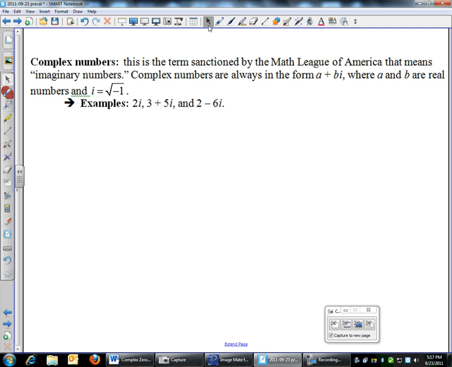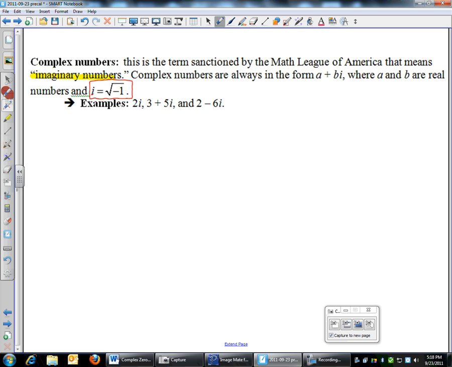Okay, complex numbers. We've been doing real zeros. Now we're going to get into complex ones, and complex is just a fancy way of saying imaginary. So complex numbers are imaginary numbers. And they're always in the form a plus bi, and a few examples are 2i, 3 plus 5i, 2 minus 6i, any number plus a number times i. And don't forget, i is the square root of negative 1.